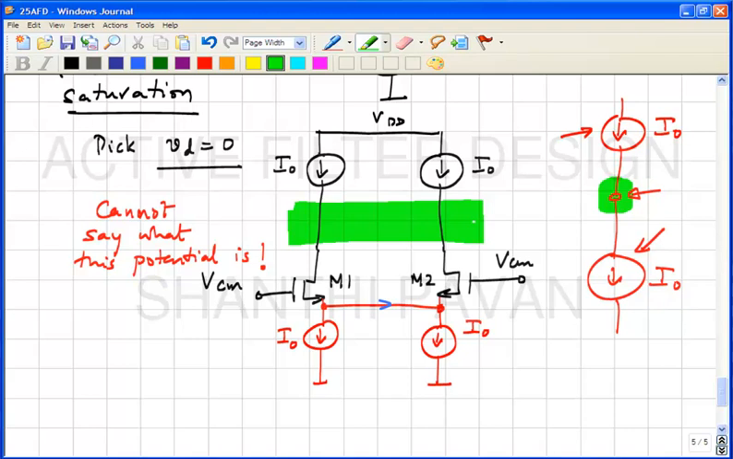The output common mode voltage will keep going. If the sum of the two currents is greater than the pull down current, then the common mode potential will keep going up until the two push up currents get saturated or get pushed into the triode region. On the other hand, if the sum of the two push up currents is smaller than 2I naught, then the common mode potential will keep dropping and eventually push M1 and M2 into triode.